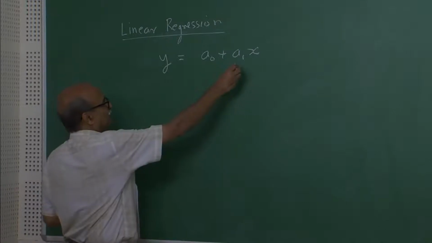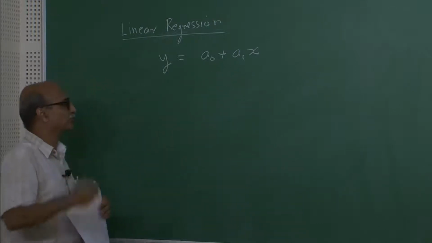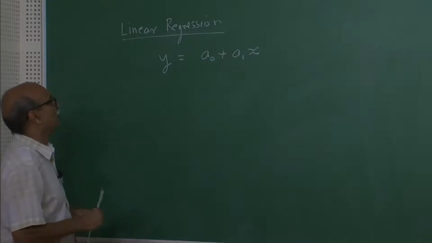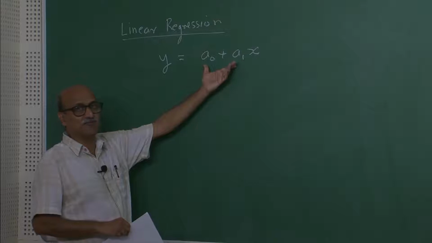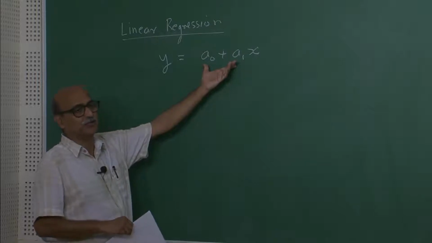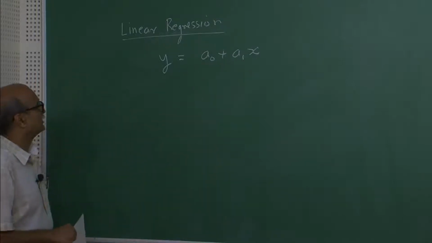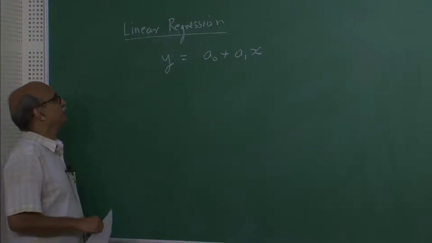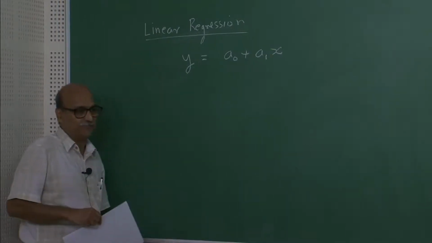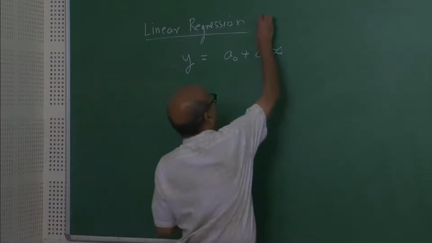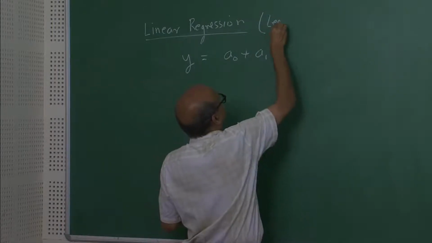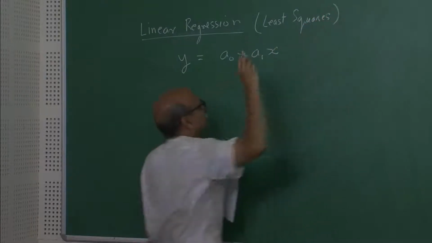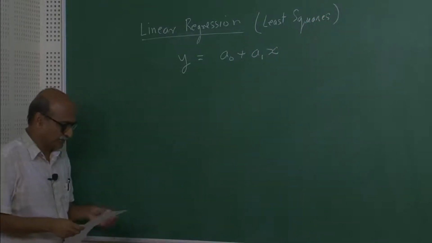Then x versus y, if you plot, should come as a straight line. Now, the objective here is that we want to determine the best values of a0 and a1, which best represent a straight line through this set of points x and y. In order to do this, we will use the method of linear regression, also called simply the least squares technique, and we shall see how that is done.